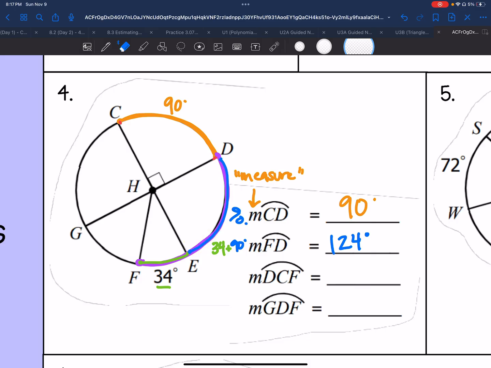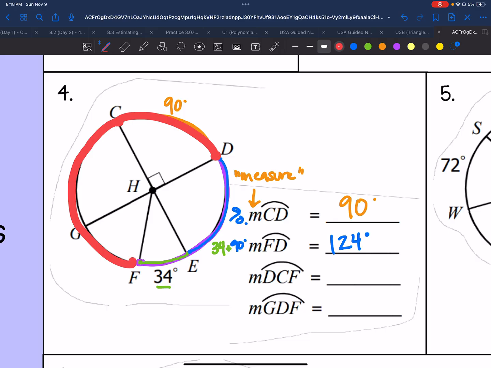All right, what about the measure of arc DCF? So I want to highlight or outline. And remember, we have to go in that order. So I need to go from D to C all the way around here to F. All right, now there are lots of different ways for us to identify the different arc measures. So this is not the only way. You could have a different way that works just as well.